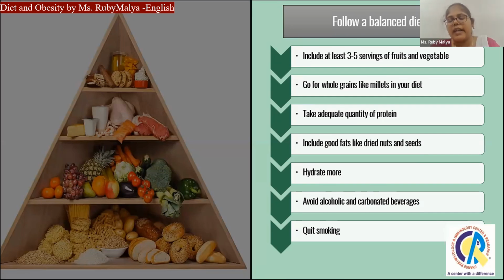Next thing is you have to take an adequate amount of protein. As I told earlier, you have to take at least 0.8 gram of protein per kilogram. Then you have to include good fats. Fats are not always a bad thing. You have to include fats in the form of good fats that you will be getting from nuts and seeds. Why you need fat is that certain vitamins work only with the help of fat, and hormones also play an important role only when you have an adequate amount of fat. So you should include good fats like dried nuts and seeds.